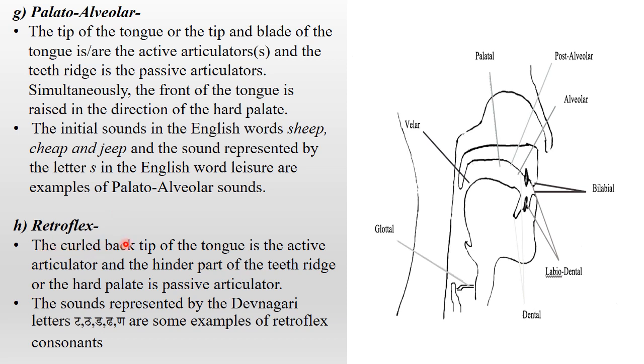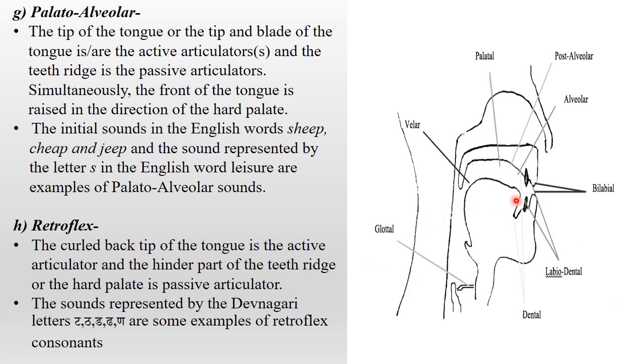Next is retroflex. The curled back tip of the tongue is the active articulator, and the hinder part of the teeth ridge or the hard palate is the passive articulator. We don't have any retroflex sounds in English as such, but there are a few examples of retroflex in Devanagari. T, th, d, dh, n are some examples.